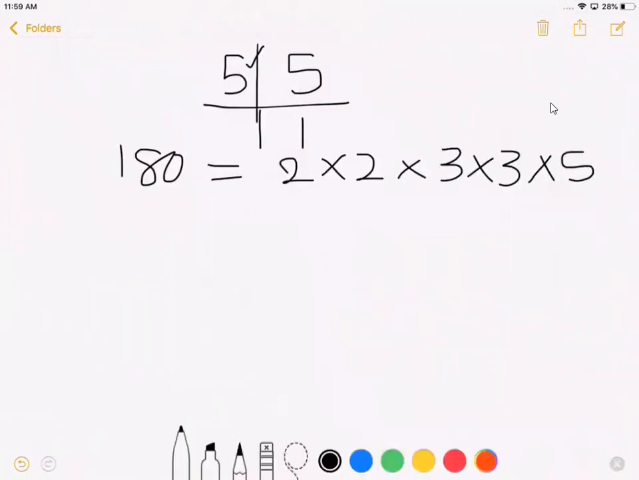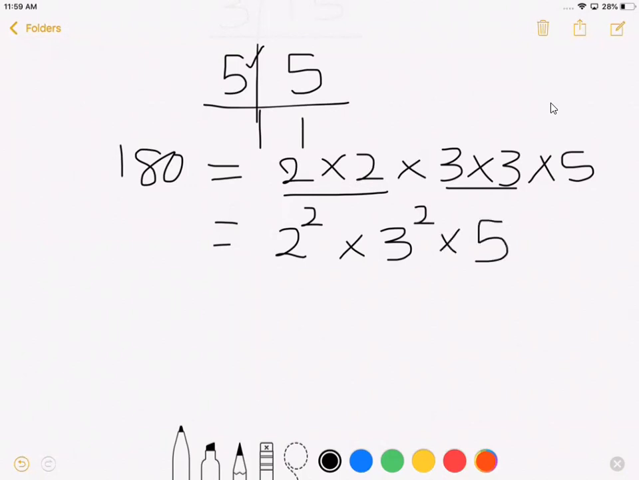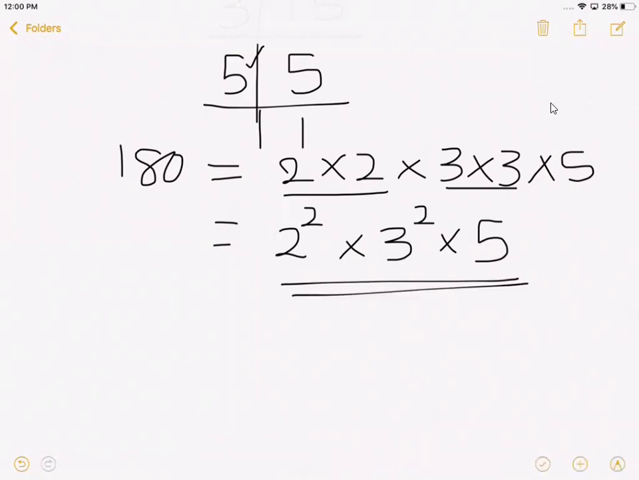But using exponents, 2 times 2 can be written as 2 to the power of 2. I've got how many 2's? Two 2's. And 3 times 3 can be written as 3 to the power of 2. And 5 is only one 5. Then that is your answer. So that's how you write a number as a product of its prime factors.